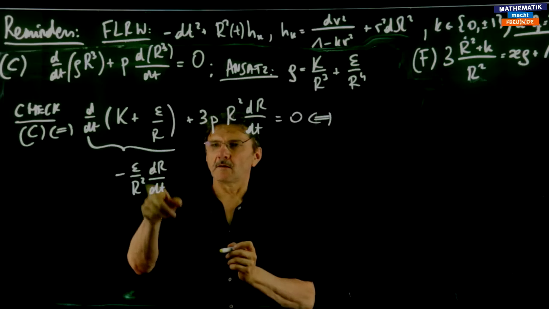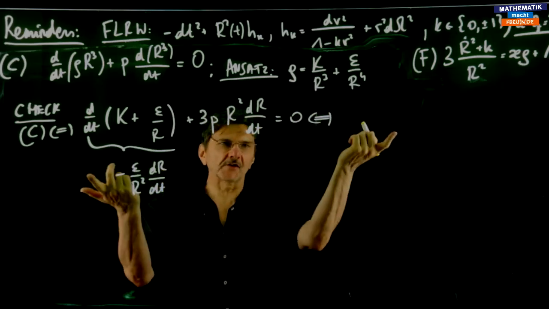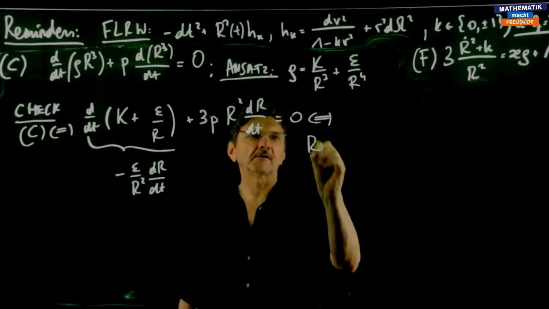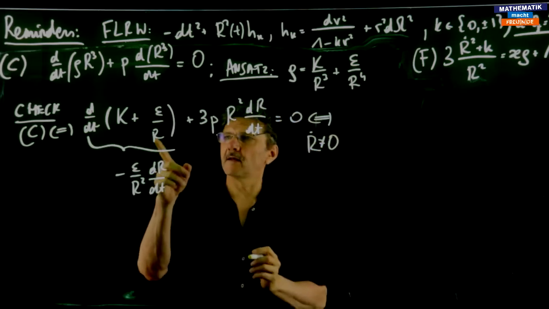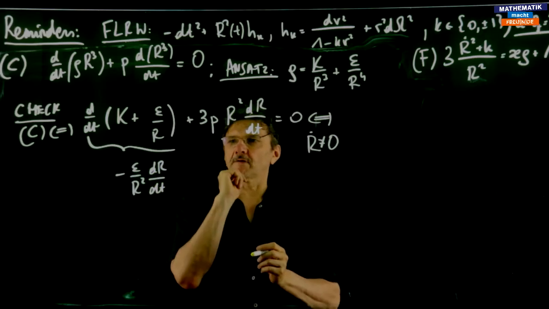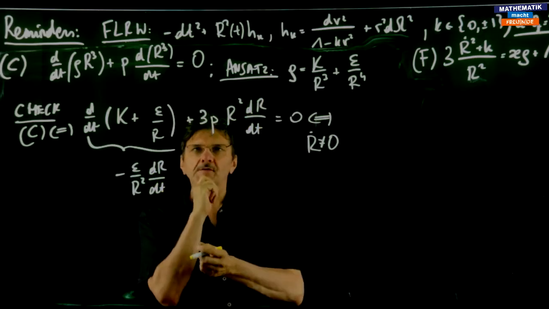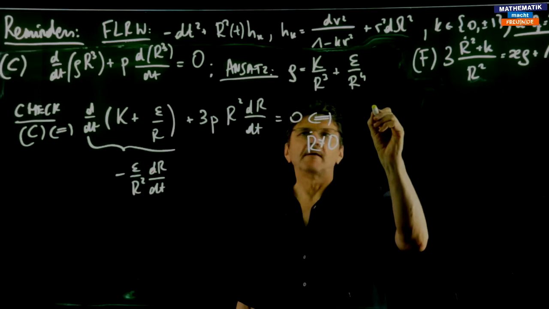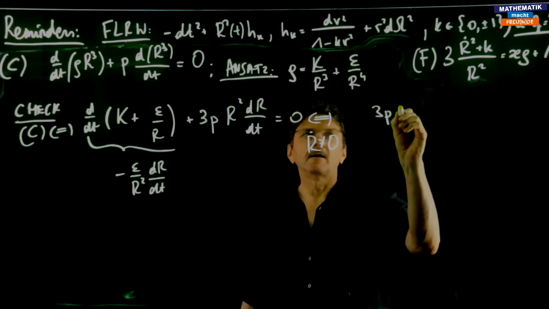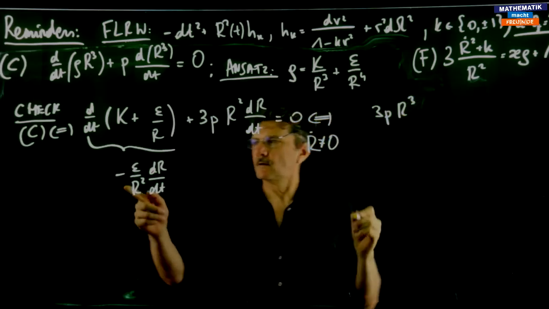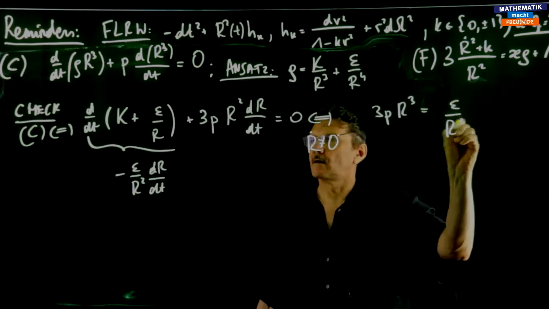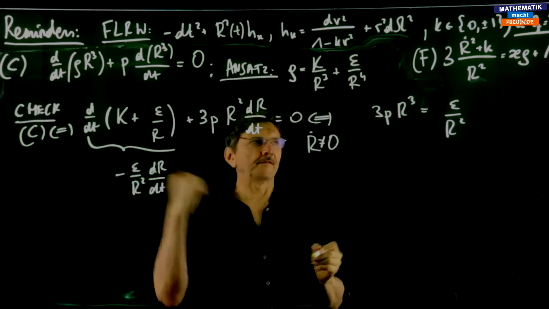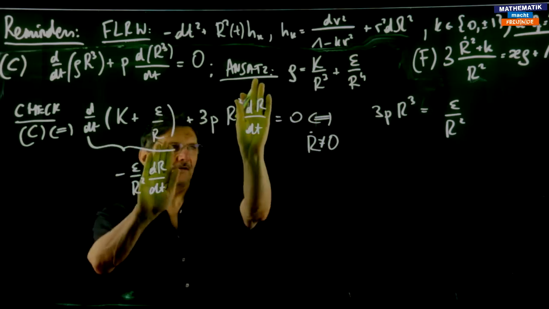So, there's an obvious solution, r dot equals zero, but let's assume it's not, because that's not interesting. Then this is equivalent to what? Then dr over dt factors out, and we get 3p r square is equal to epsilon over r square. And this is gone, right? So the dr over dt cancels out.